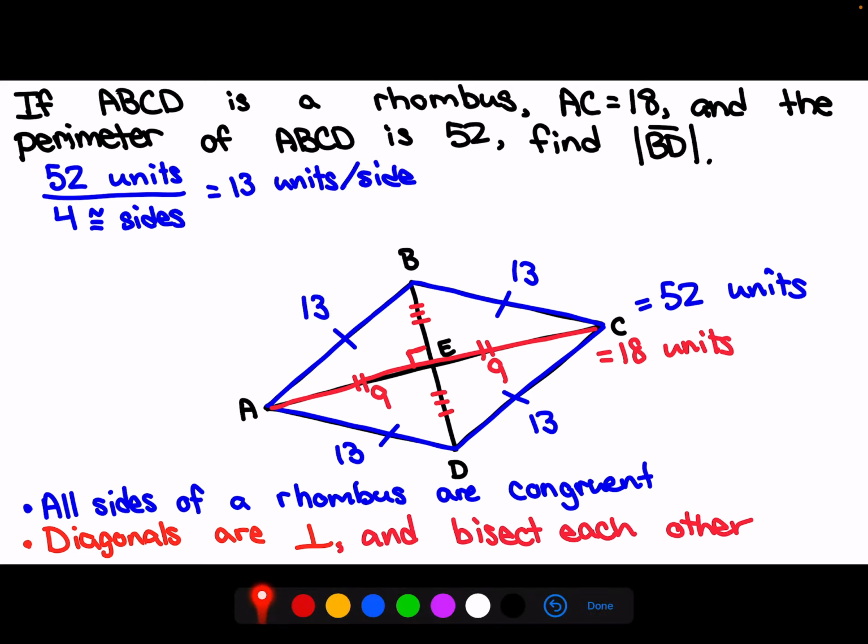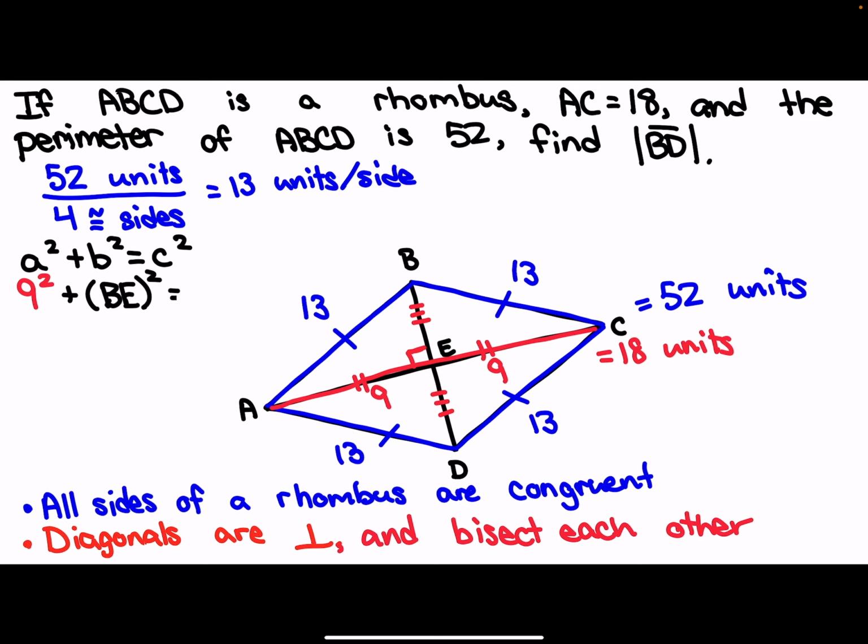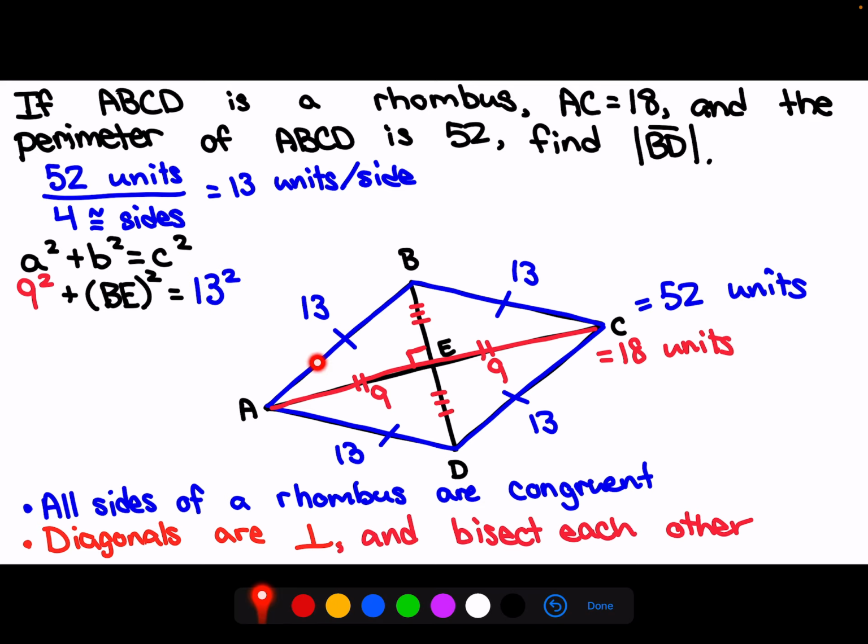At this point, I now have a right triangle. So I can go ahead and use the Pythagorean theorem to solve for BE. And then I can double it, and that will give me BD. So let's go ahead and start by solving for BE. Using the Pythagorean theorem, we're going to use a squared plus b squared equals c squared. And at this point, 13 is my hypotenuse. It's the side opposite the right angle. 9 is a leg. BE is a leg.